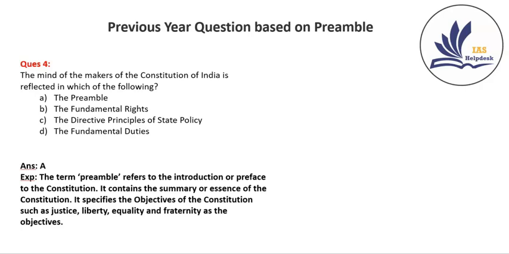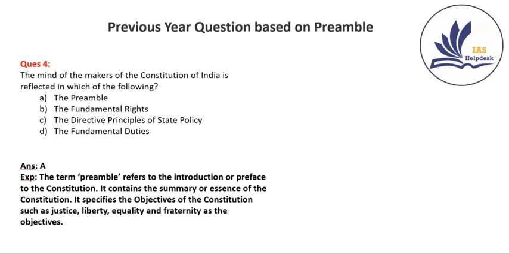जिसमें he was talking about his expression of rights and liberties, also what kind of expectations we can have from our constitution. So everything got summarized in that Objective Resolution and that got adopted as the preamble. So definitely the preamble is the reflection of the mind of the makers of the constitution. So A is the correct answer.